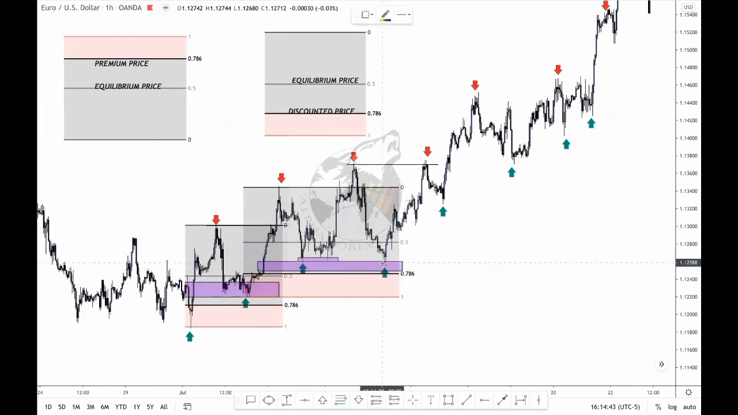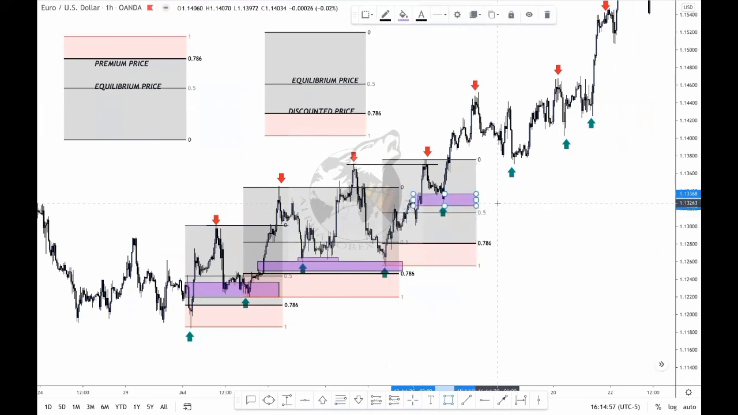Look at this again, from low to high. Price didn't reach, not even the equilibrium price, but here you have a point of interest close to the equilibrium price. Price was generated right from here, so price was already moving. That is why there was no need for the market to come back into this area, because all orders were accounted for here, except this one. That is why price didn't push past this area into the discounted price.